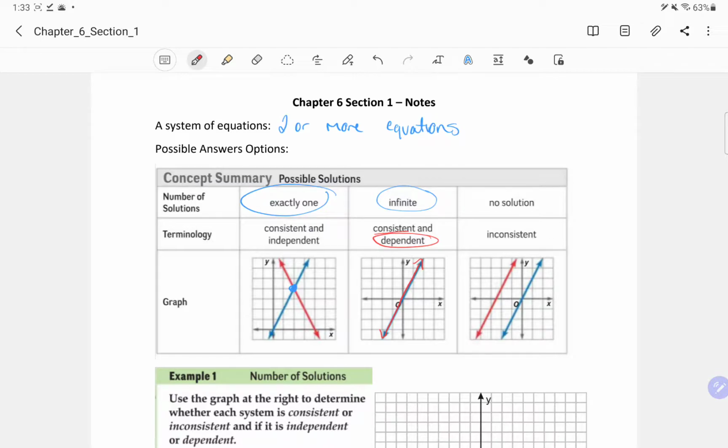And then the last one would be no solutions. So this would be two lines that run parallel to each other, like this. Okay, so if two lines run parallel to each other, they're never going to meet. They're never going to intersect, which means they're never going to have a solution because there's no point where these will ever be the same. And we call that being inconsistent.